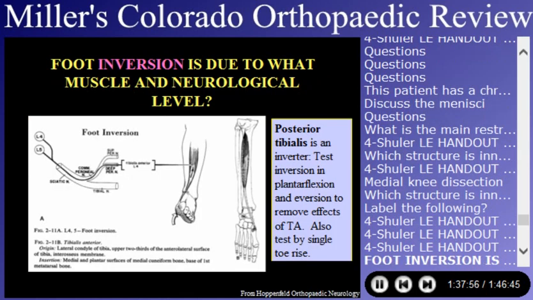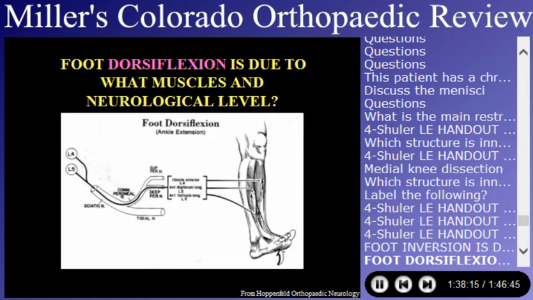Foot inversion, remember I told you about heel strike. It's going to be covered in the next lecture. Don't forget tibialis anterior, L4, deep peroneal nerve innervated. Don't forget the posterior tib is also innervated. You test inversion in plantar flexion and eversion to remove the effects of your tibialis anterior. Also test by that single stance toe rise. Dorsiflexion is due to what? Tibialis anterior, EHL, EDL.